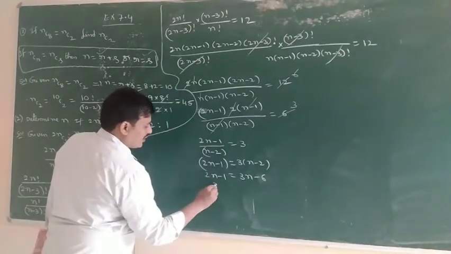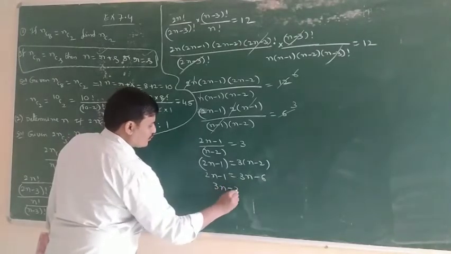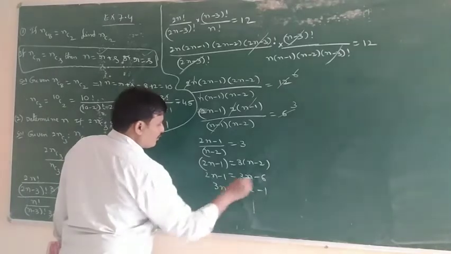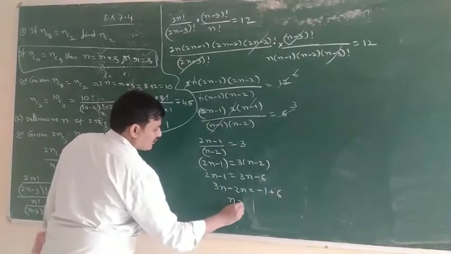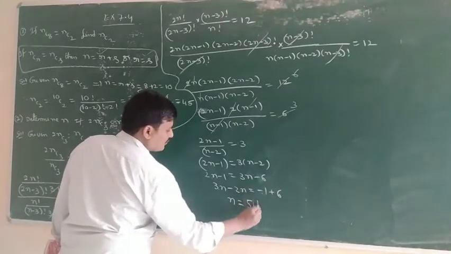So this one, 3n minus 2n is equal to minus 1 plus 6. 3n minus 2n is equal to n. Minus 1 plus 6 is equal to 5.